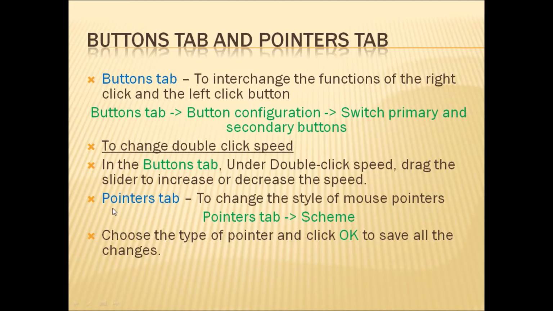Then the Pointers tab. We saw the Buttons tab, now the Pointers tab. The Pointers tab is used to change the style of the mouse pointer. See, this is the mouse pointer, this arrow is the mouse pointer. We can change the style of the arrow. For that we should go to the Pointers tab, then go to scheme. Choose the type of the pointer and click OK to save all the changes. Go to the Pointers tab, then go to scheme, then choose the mouse pointer that you want and click on OK to save all the changes.